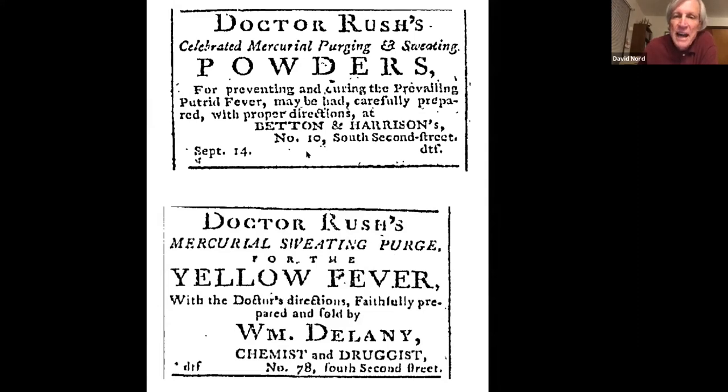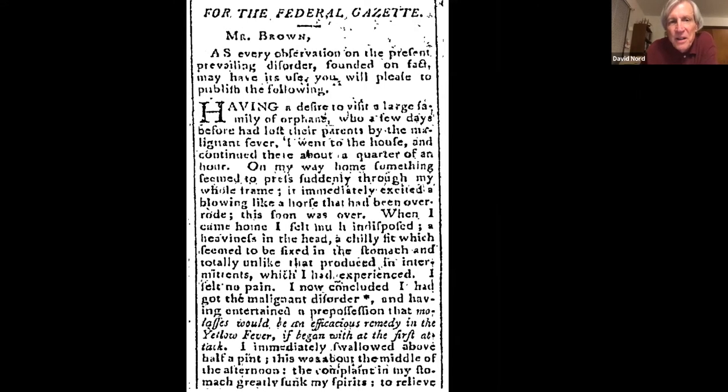These are two ads from the paper from Dr. Benjamin Rush about his mercury purging and sweating powders, advertised by two pharmacists in the city of Philadelphia. And then a last example of a letter just from an ordinary person.